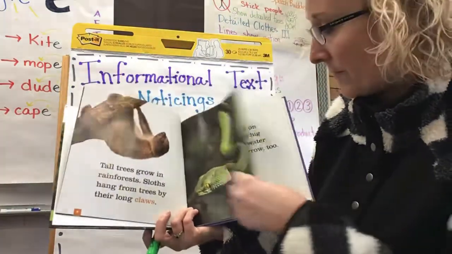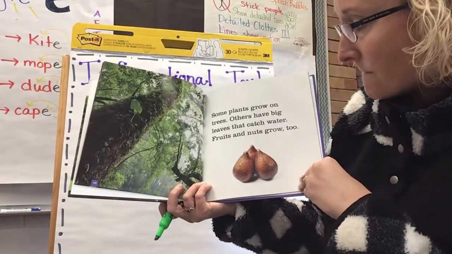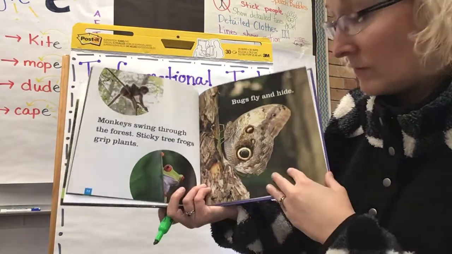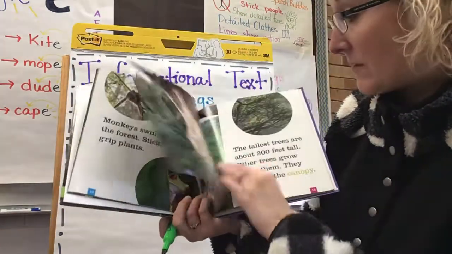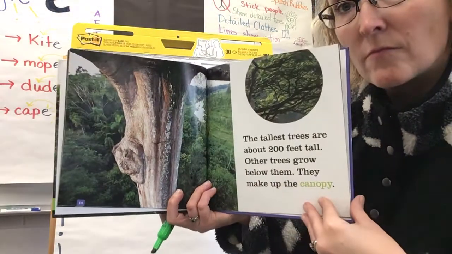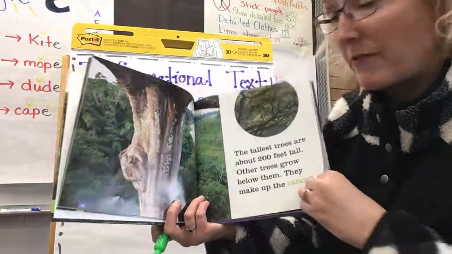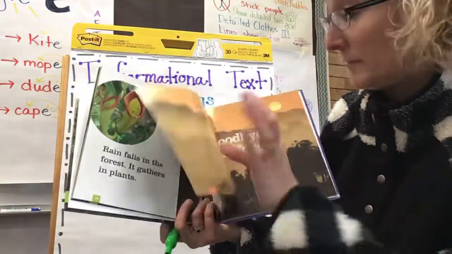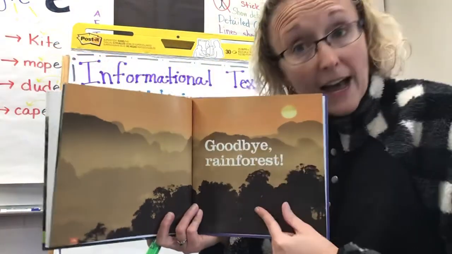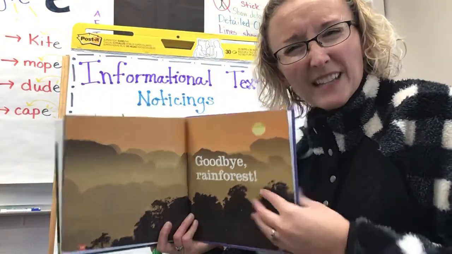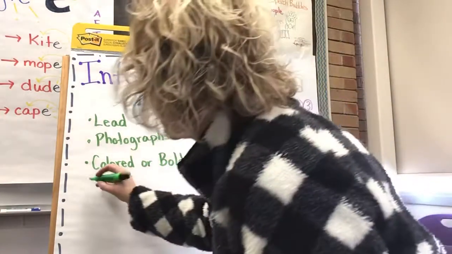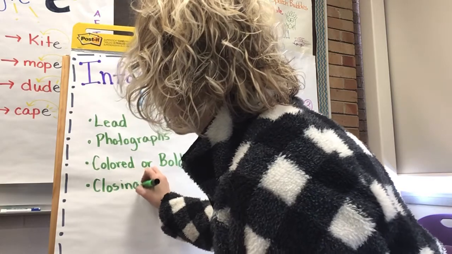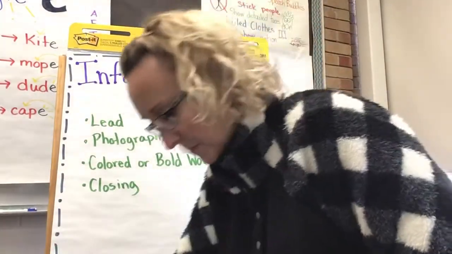Okay, let's keep looking. Some more photographs. See more photographs. Here's another one of those different colored words. More photographs. Oh, look, goodbye rainforest. I wonder if that's like a closing. I'm going to put that down here, a closing. Okay, so that's what I noticed from this book.